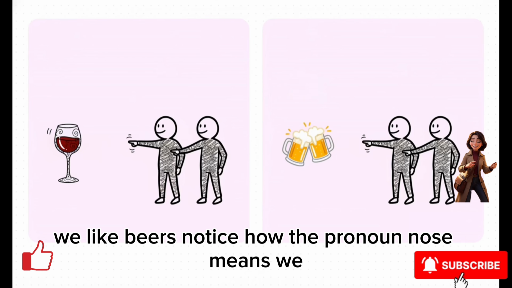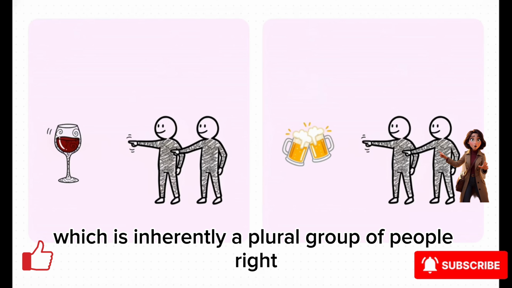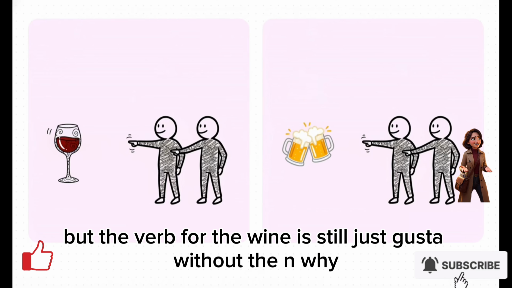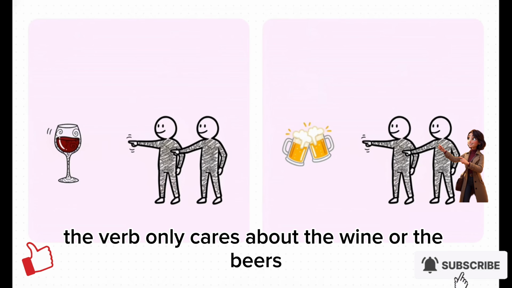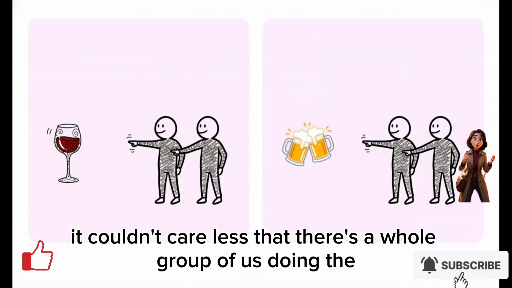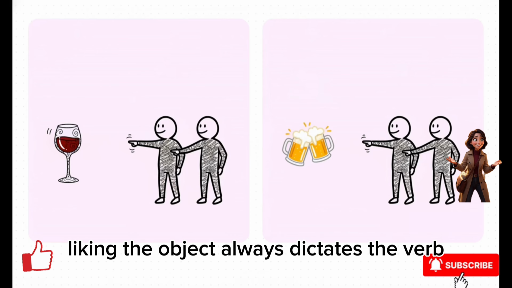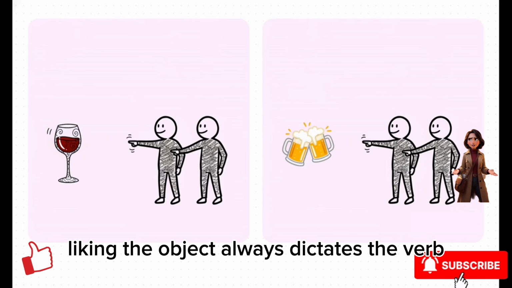Notice how the pronoun "nos" means "we," which is inherently a plural group of people, right? But the verb for the wine is still just "gusta" without the N. Why? Because the wine itself is singular. The verb only cares about the wine or the beers. It couldn't care less that there's a whole group of us doing the liking. The object always dictates the verb.